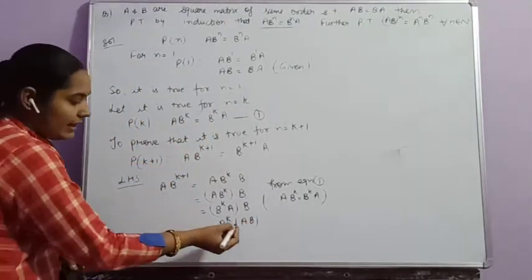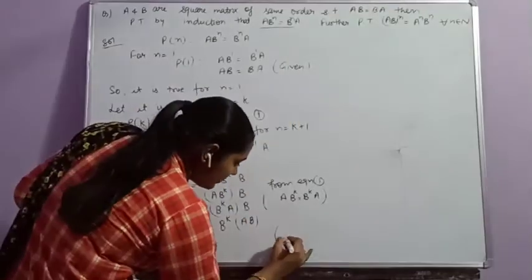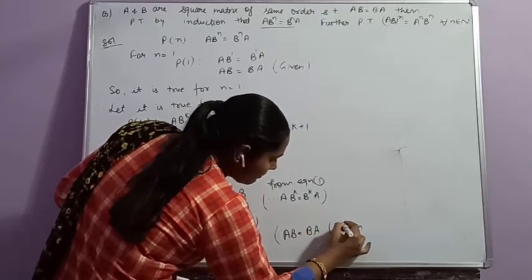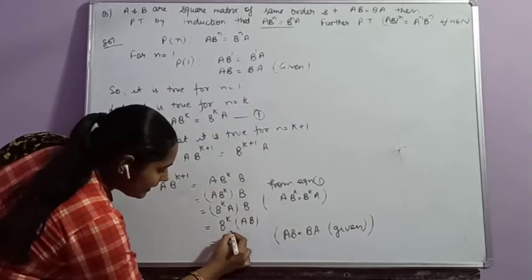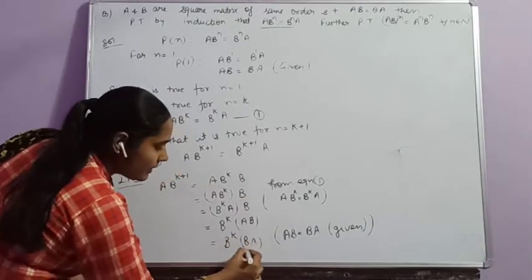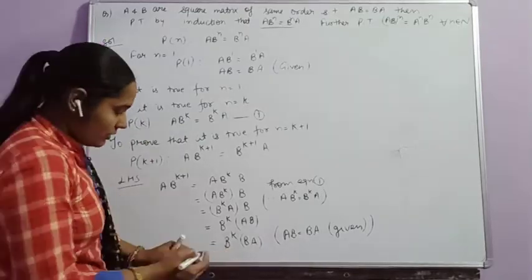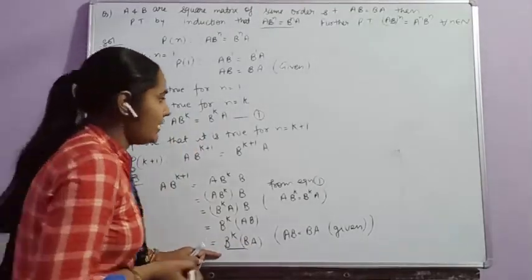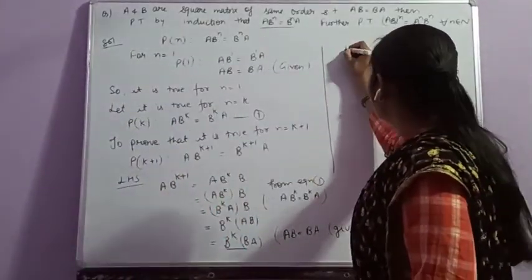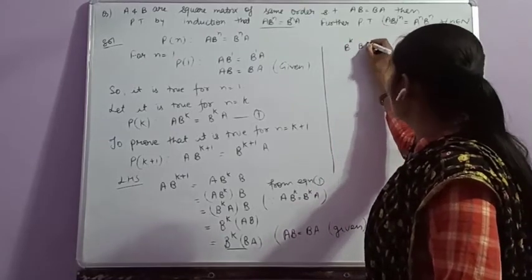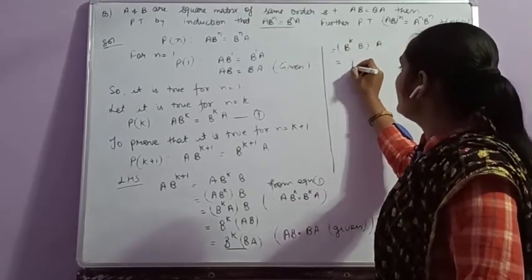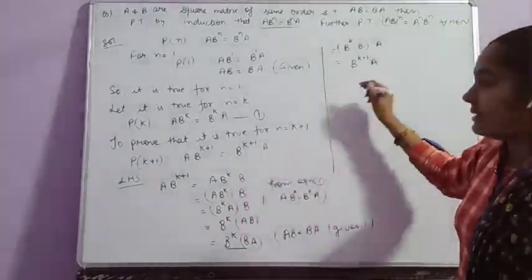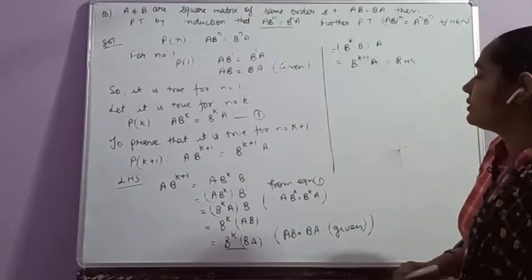Clear? AB is equal to B. It is given. By using it, we can write B raised to the power k into B simply. If we didn't disturb the order, then firstly we can multiply these two matrices and then the resultant will be multiplied with matrix A. So it can be written as B raised to the power k into B into A, that is equal to B raised to the power k plus 1 into A, since the base is the same, so powers are added, and that is our right hand side. Okay, so it is proved.